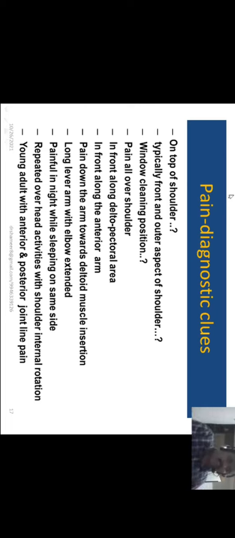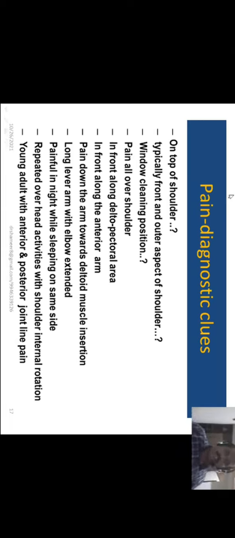It is mild abduction. Abduction means away from the body, and internal rotation. Okay, this is the abduction. Can you see, doctor? Okay. It is the abduction and internal rotation. So there are many movements, not only this window cleaning position.